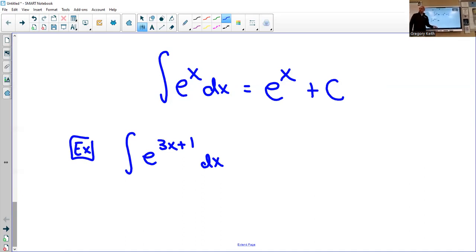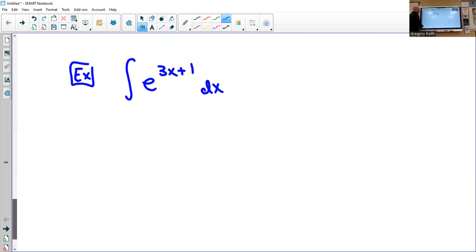All right, so this is a typical e to the x integral that we deal with. We have stuff inside the exponent. So what are we going to make our u in this case? 3x plus 1. U is 3x plus 1. So we take the derivative of that. Du is going to be 3 dx.